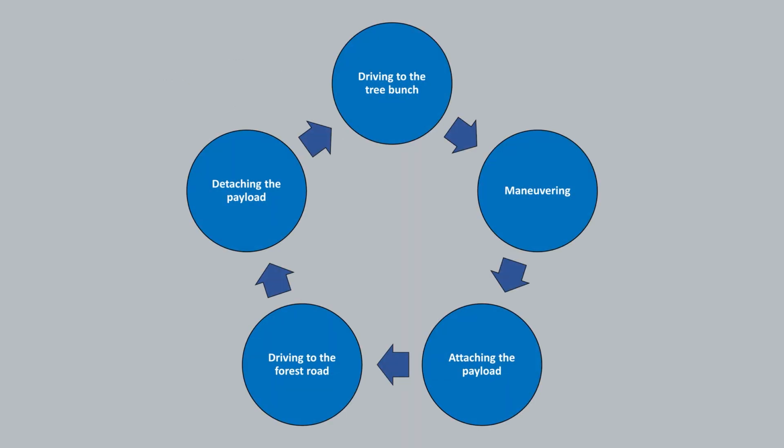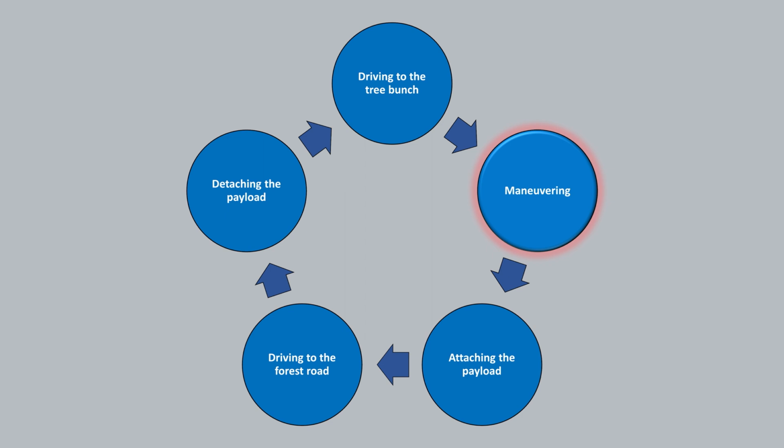The work cycle includes the elements of extraction and of the work done by the skidder at the forest road. These work elements are driving to the tree bunch, also called empty turn, in which the machine is driven on the trail from the forest road or from the landing to the tree bunch.